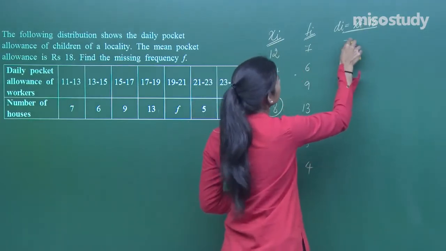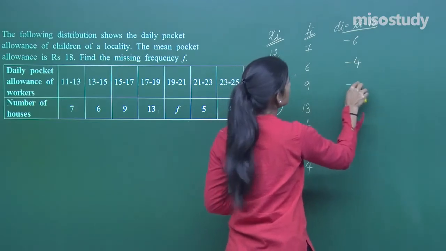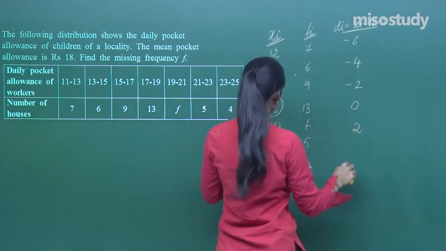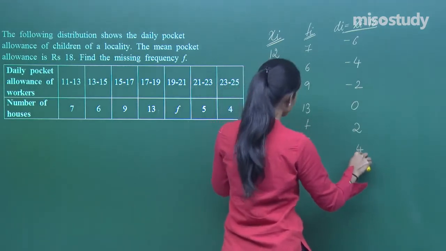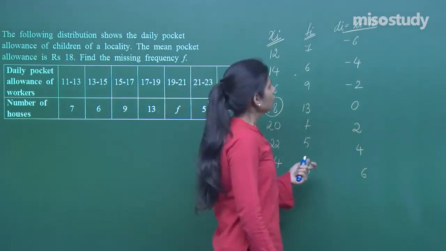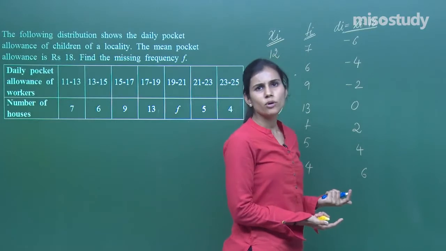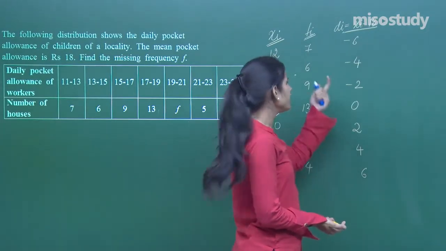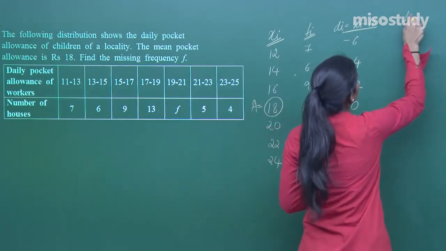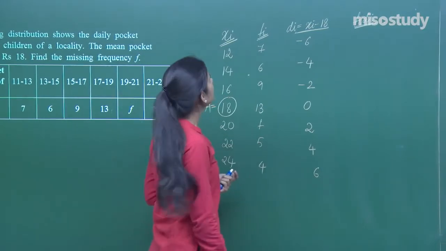12 minus 18 gives you minus 6, 14 minus 18 gives you minus 4, 16 minus 18 gives you minus 2, 18 minus 18 is 0, 20 minus 18 gives you 2, 22 minus 18 gives you 4 and 24 minus 18 gives you 6. Once you have di's with you, of course you can go with ui as well, but already di's are very small. So why go for ui's? Let's not go to the step deviation method. Let's just directly get to fi di. Let's stick to the assumed mean only.